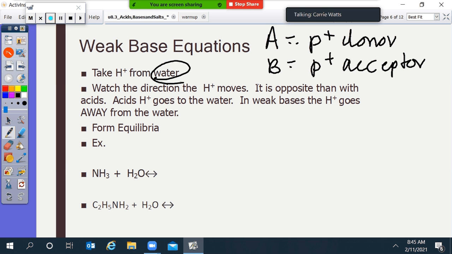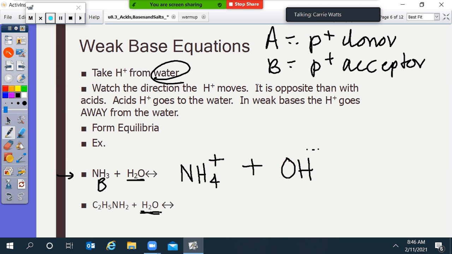It's opposite than with the acids. With acids, H+ goes to the water. In weak bases, the H goes away from the water. It's accepting the H from the water to form this equilibrium. So here's a really common weak base. This is ammonia, which is NH3. When you write the equilibrium equation, you have water in it, which is very similar to the acid equation. Remember the base is going to be the proton acceptor, so it's going to take that H and become NH4+, and now the H2O lost the H, so it becomes OH-.